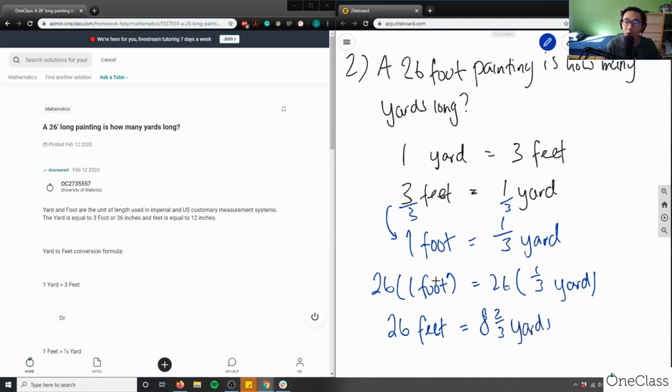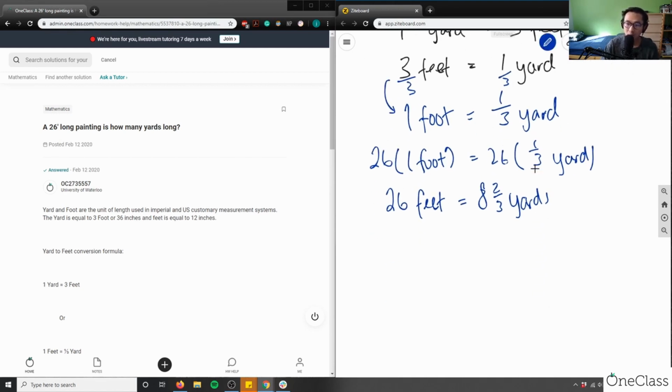So 8 2/3 yards. Or if I want to put it in decimal, it's 8.66, and this is a repeating number, yards. So 8.66 yards, or 8 2/3, or if you want to put it in an improper fraction, that works as well, 26/3 yards. This works as well. So that's going to be my answer for this problem here.